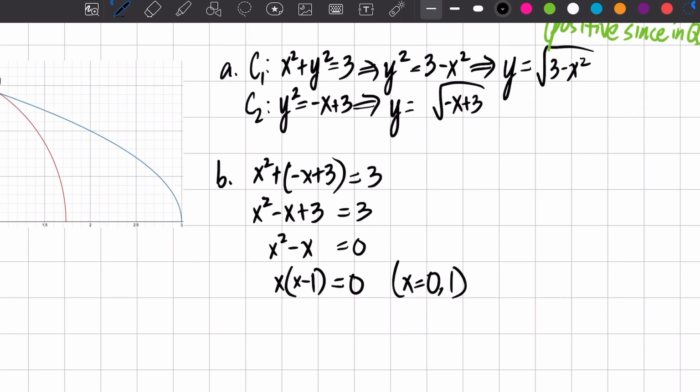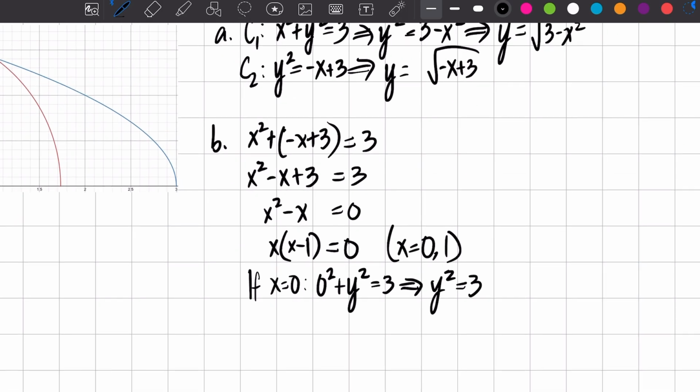Now, if x equals 0, we can use the first curve and plug x equals 0 there. We have 0 squared plus y squared equals 3, which would give us y squared equals 3. Then obtaining the square root of both sides, we have y equals square root of 3. Again, it's positive because we are considering the first quadrant.